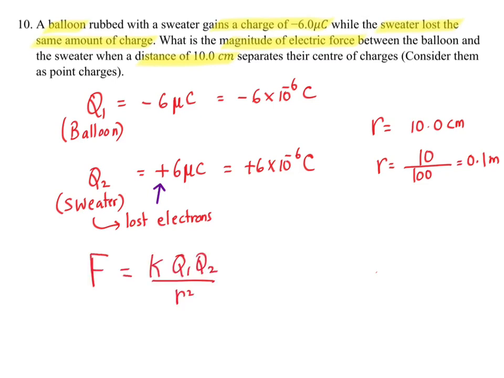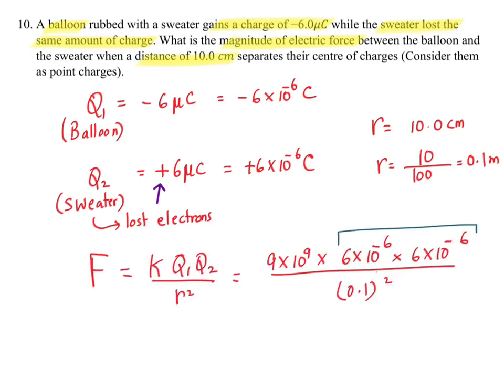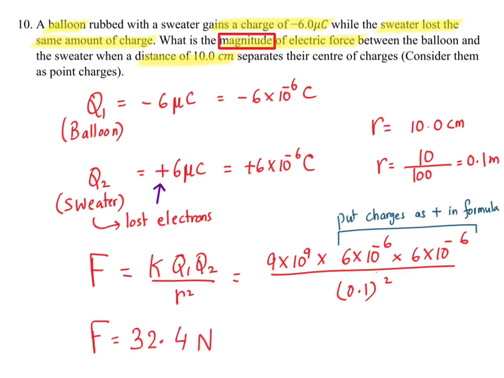We use the formula and put the numbers. Before getting the answer, I want to again emphasize that both the charges will be put as positive in the formula because the question is asking for magnitude. We can see that Q2 was positive but Q1 was negative, but in the formula I am putting it as positive so that we can get the magnitude of the force, which is 32.4 newtons.